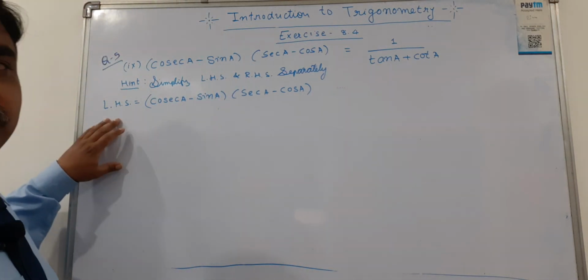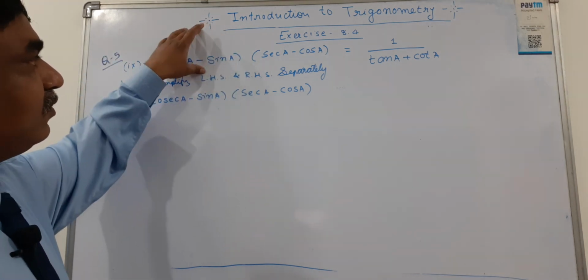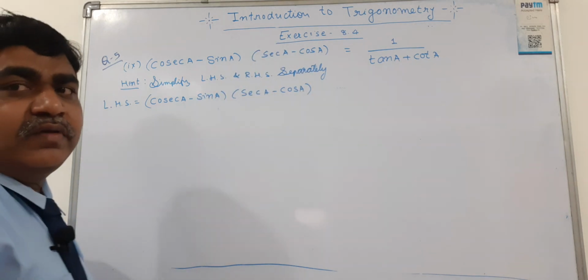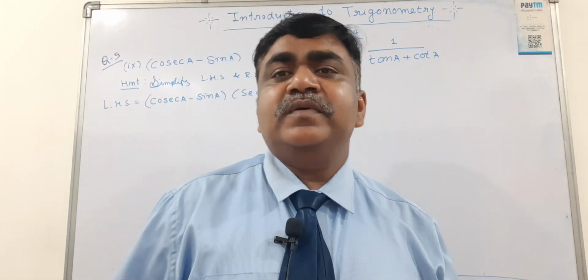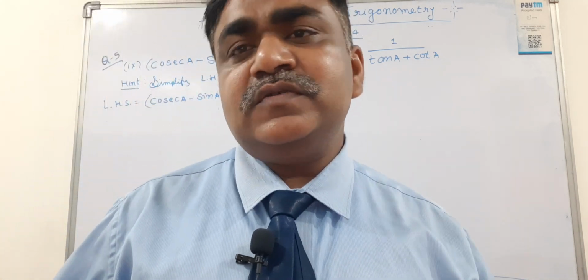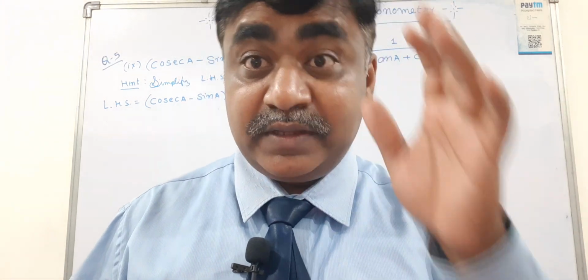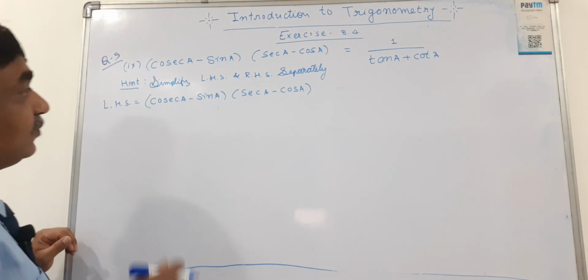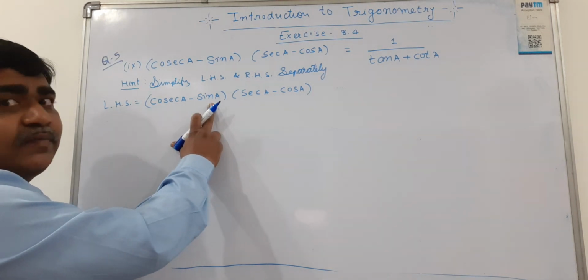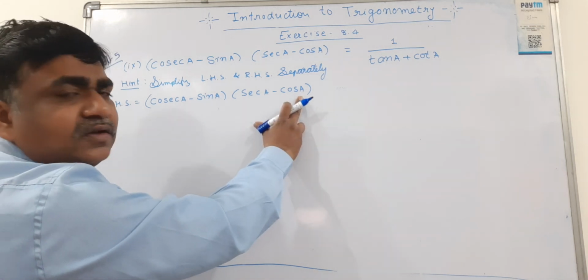So, we take the left hand side, (cosec A minus sin A)(sec A minus cos A). Whenever you are asked to prove something, always try to convert everything into sin and cos. If some function is already in sin and cos, don't convert it; convert the rest. Here cosec A can be converted, sin A I am not going to convert, sec A I have to convert, and cos A needs no conversion.